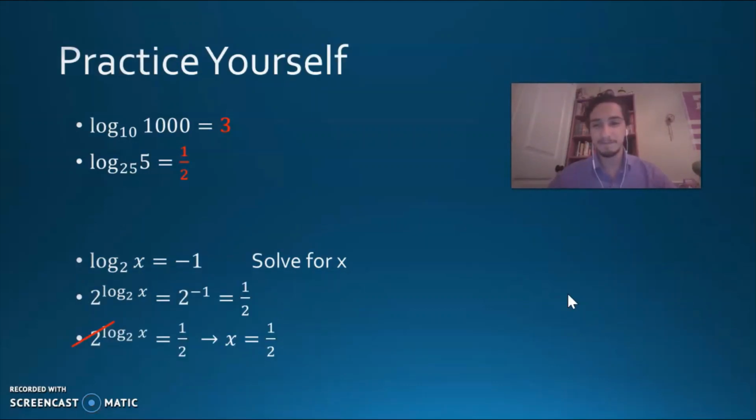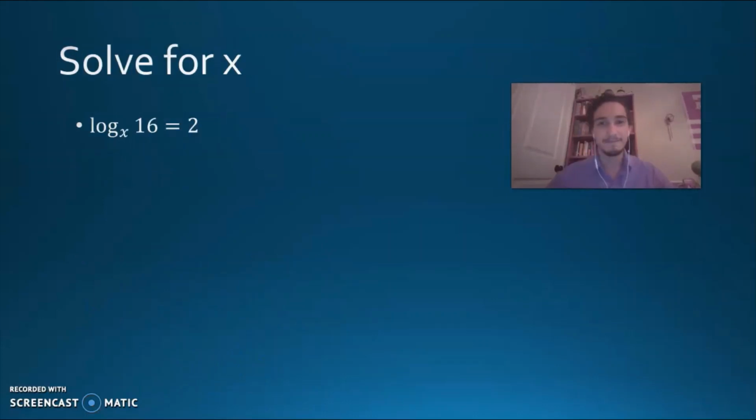Alright, so here's the work. What we're going to want to do is apply base 2 to both sides. So now both of these are going to become exponents. So we have 2 raised to the power of log base 2 of x is equal to 2 to the power of -1. And so this 2 and log base 2 are going to cancel each other out because they're inverse functions of each other. And so that's really just going to leave us with x is equal to 1/2.